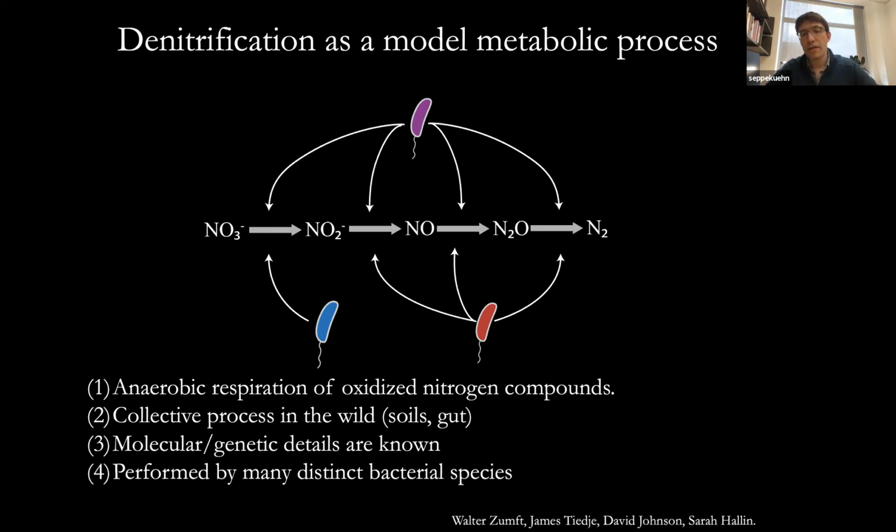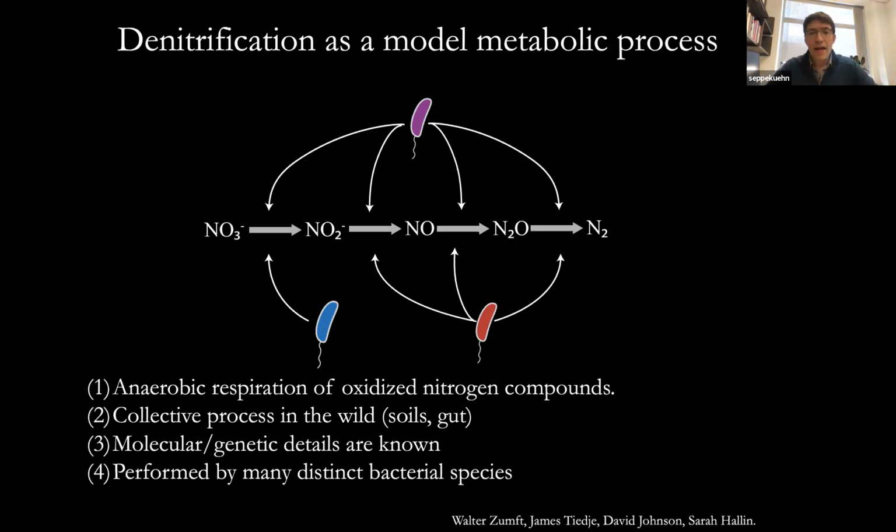So in the wild, this is a collective process. So you'll notice that this is a cascade of reactions from nitrate to nitrite, nitric oxide, nitrous oxide. And what happens in the wild is in some cases you can have one strain that just does all four reactions. And in some cases you can find communities that are built in such a way that you have one strain doing the first reaction and another strain doing the subsequent reaction.